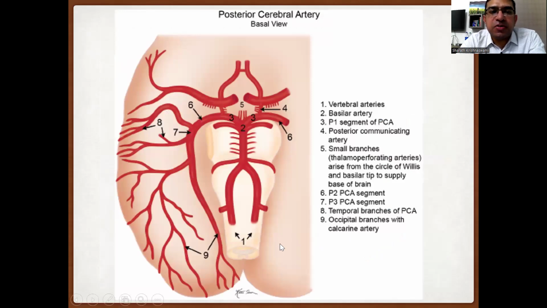Now, moving on to understand the supply of the brain from the posterior side, the two vertebral arteries join together to form the basilar artery. The basilar artery then bifurcates into the posterior cerebral arteries, and the posterior cerebral artery can be divided into three parts, that is the P1, the P2, and the P3 in this diagram. What you see over here is the P1 segment of the PCA. What is mentioned as 6 is the P2 segment of the PCA, and the P3 segment of the PCA is labeled as 7.